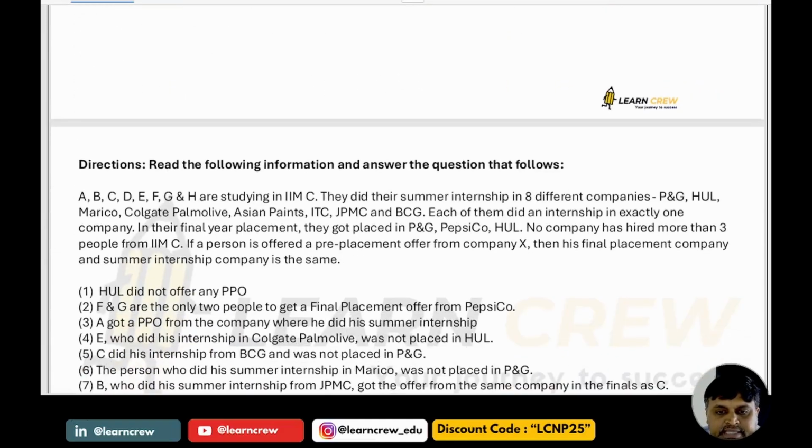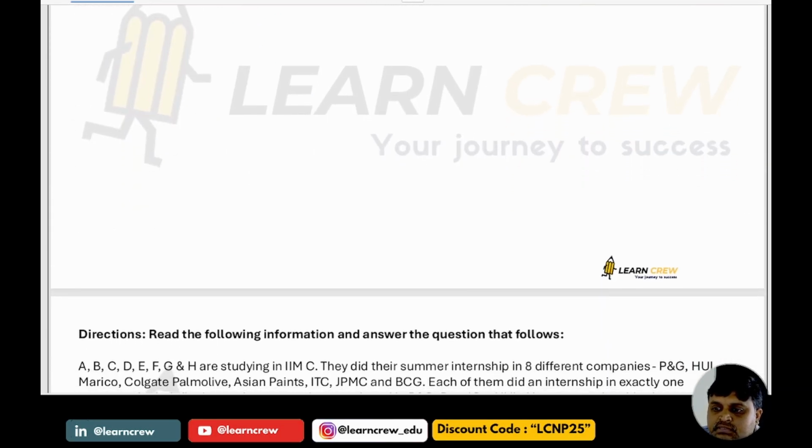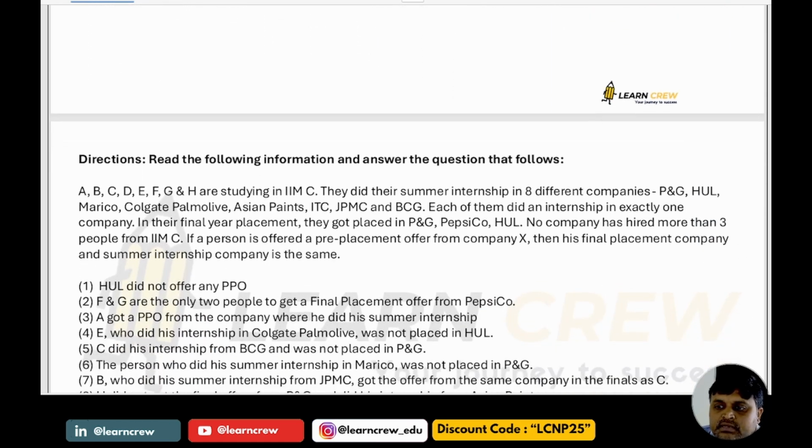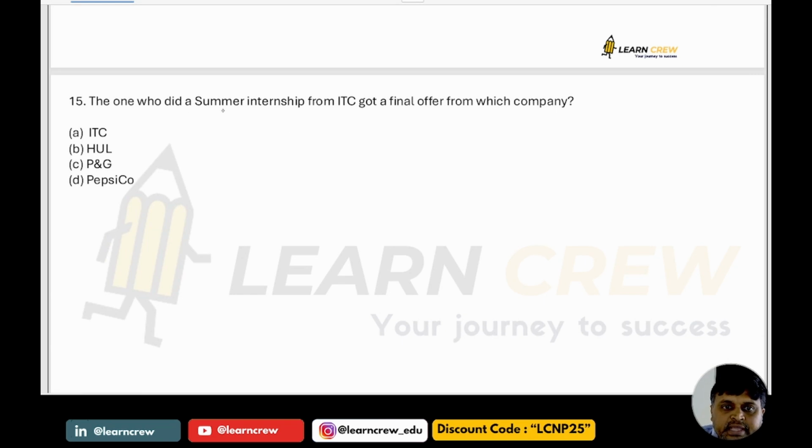Now next, the 15th one, the last question from this distribution topic and for today's sheet. What is given? The one who did a summer internship from ITC, that means D. D got the final offer from which company? The one who did summer internship in ITC got a final offer from P&G. So the answer is P&G. So the 15th question, answer is C.